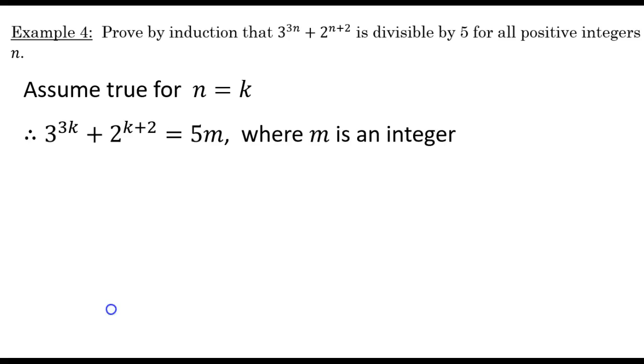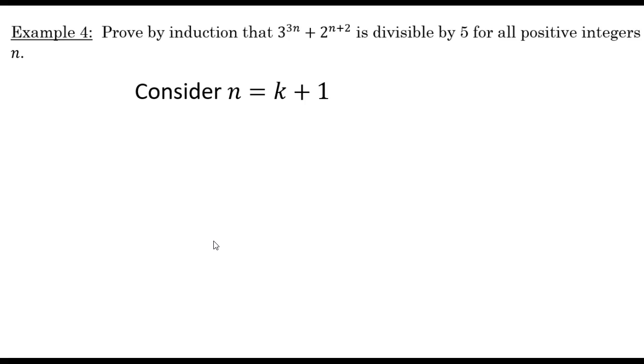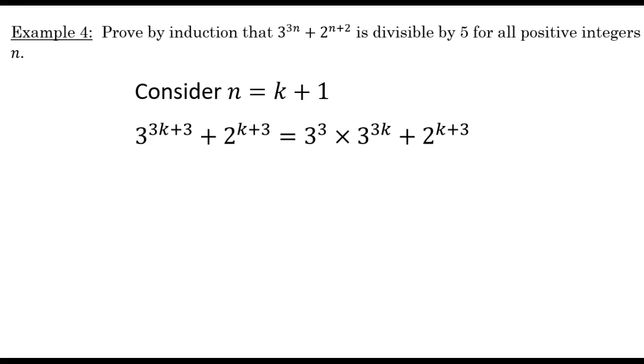Now let's have a look. n equals k, assume that it's true, which just means that 3 to the 3k plus 2 to the k plus 2 equals 5m, where m is some integer. I'm going to come back to that result before long. Now let's have a look at n equals k plus 1.